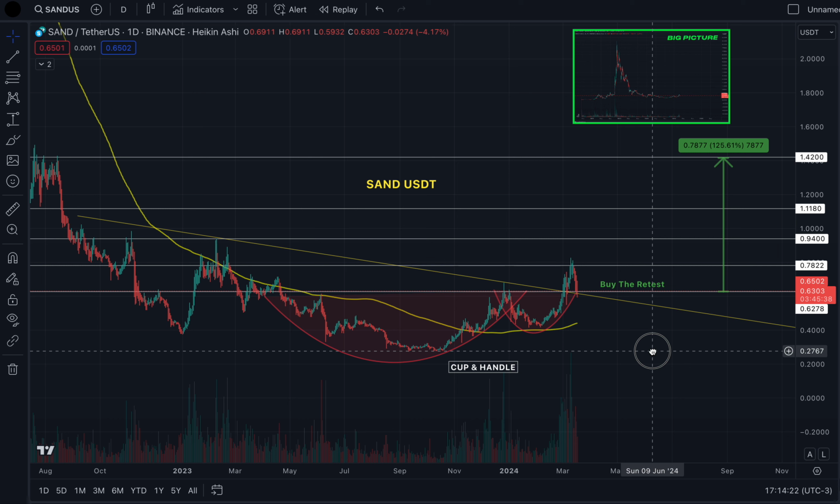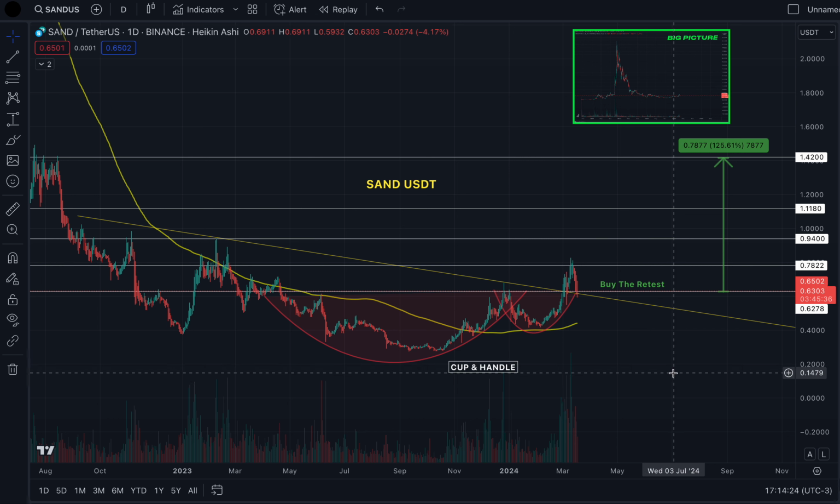So that's how you use these setups. And that's why SAND is a particularly good one. But don't just jump in now. That's it for now. Just a little update on that.